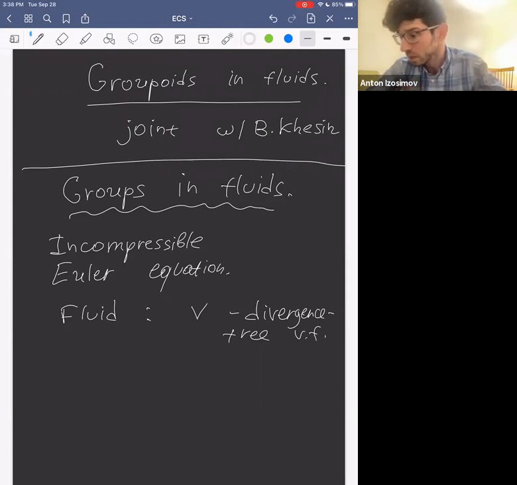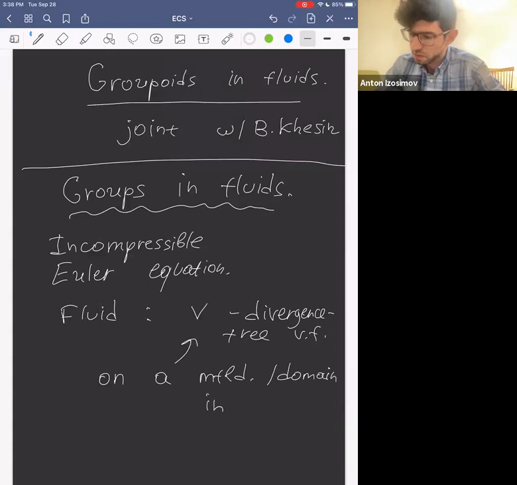And well, the setting may be different. If you're a geometer, then you may think about fluid filling a Riemannian manifold. If you're an analyst, then maybe it's a domain in the Euclidean space. That doesn't matter. So this V is defined on a Riemannian manifold, possibly with boundary, or a closed Riemannian manifold, or this Riemannian manifold may be a domain in the Euclidean space of some dimension n. So all of this can be considered, and these settings are very close to each other, basically described by the same equation.